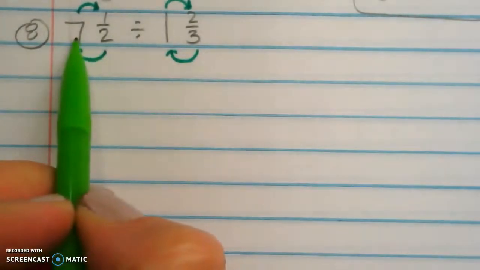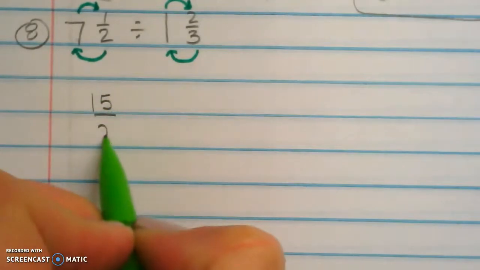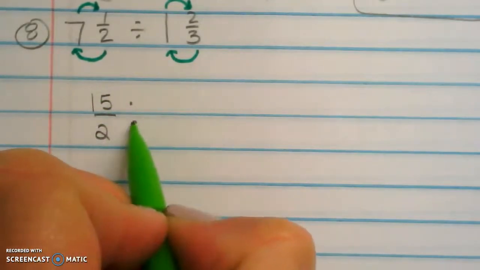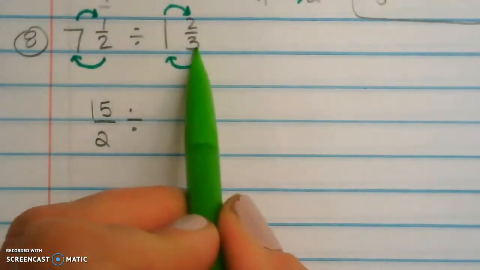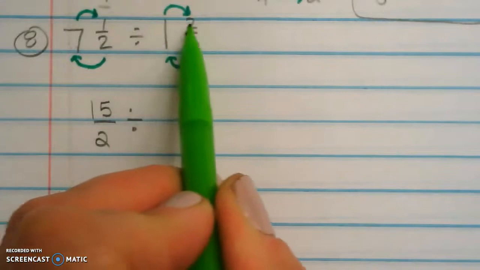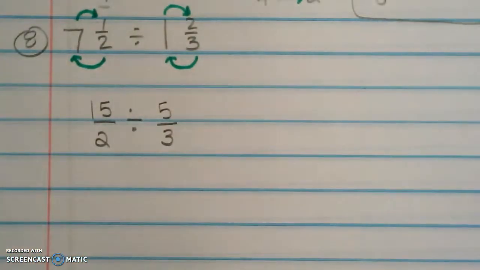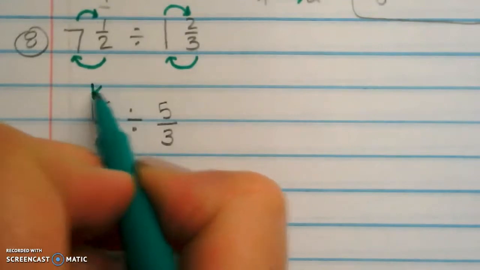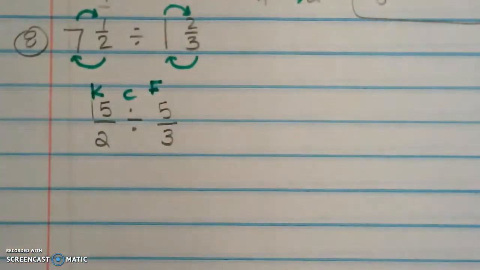2 times 7 is 14. 14 plus 1 is 15. So I have 15 over 2, or 15 divided by 2. And I'm going to divide that by 3 times 1 is 3, 3 plus 2 is 5, so 5/3. Once you have rewritten both of those mixed numbers as improper fractions, then you're ready to apply the standard algorithm, which is just multiplying by the reciprocal, or keep, change, flip.